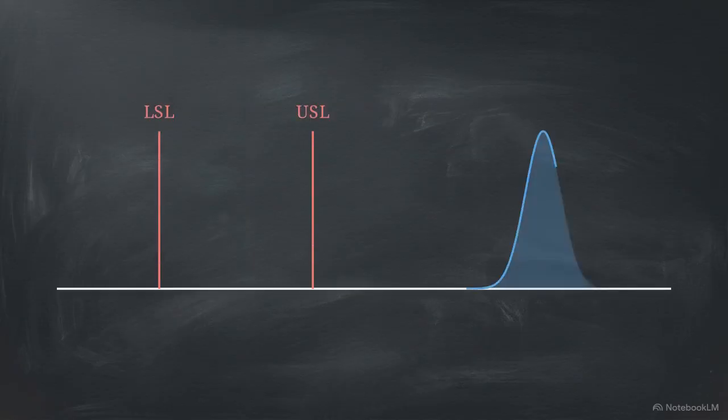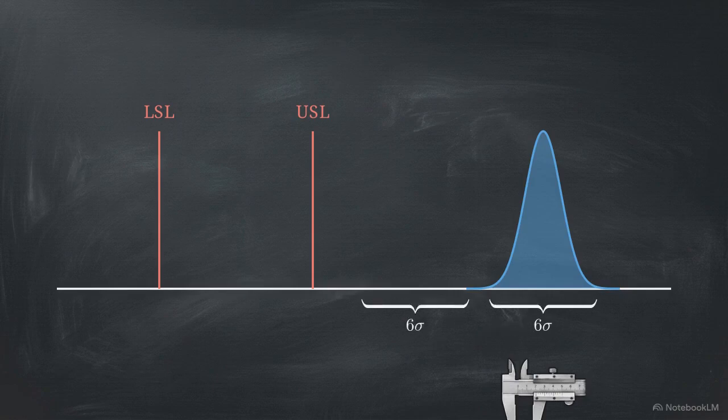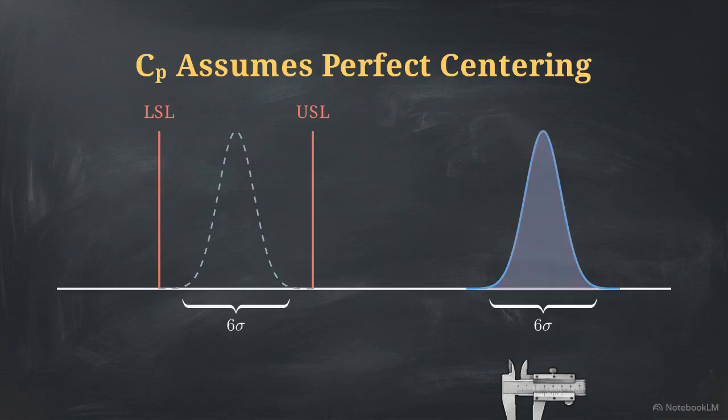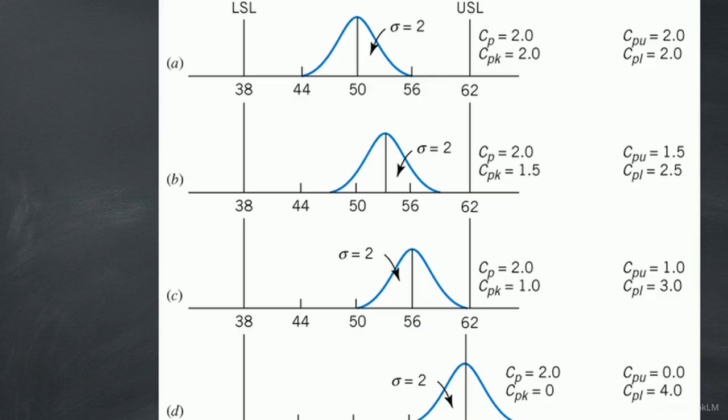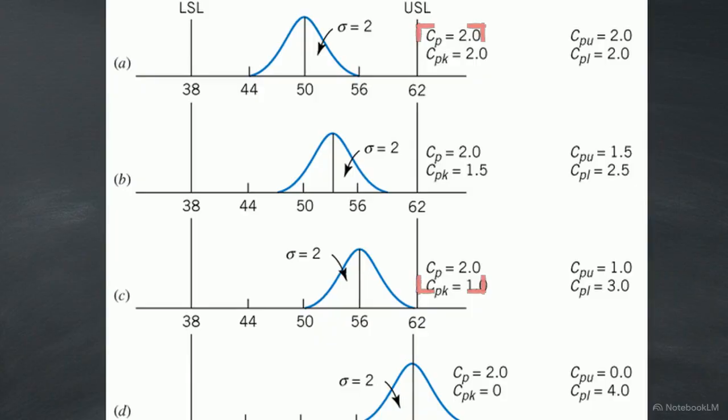However, CP has a major blind spot. It only measures the potential width of the process, because it strictly assumes the process average is perfectly centered between the limits. This chart shows exactly why that is dangerous. As we scan down these panels, the bell curve drifts further and further off-center. Yet the CP value remains firmly at 2.0. The process is producing non-conforming parts, but CP ignores the shift entirely.